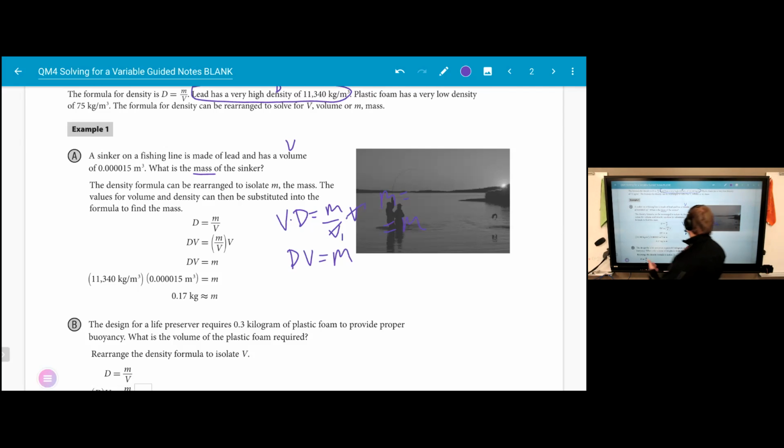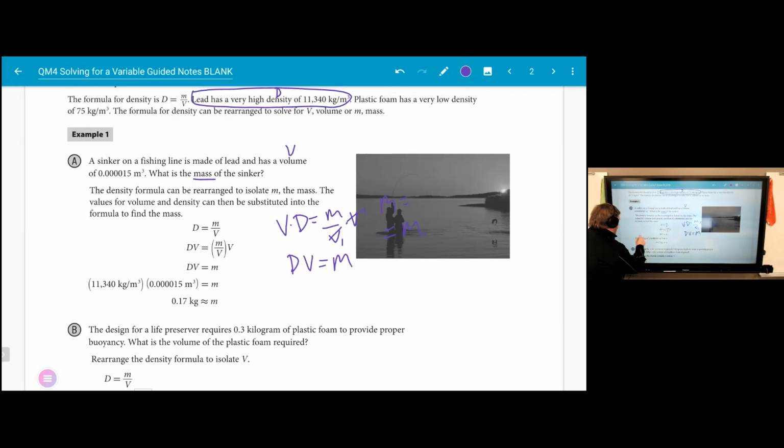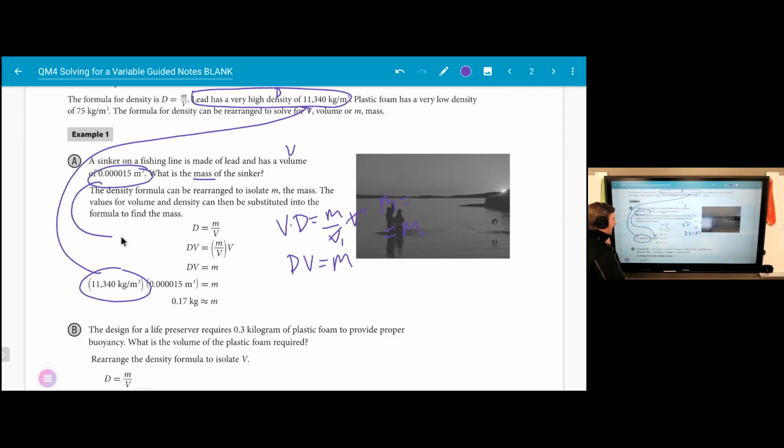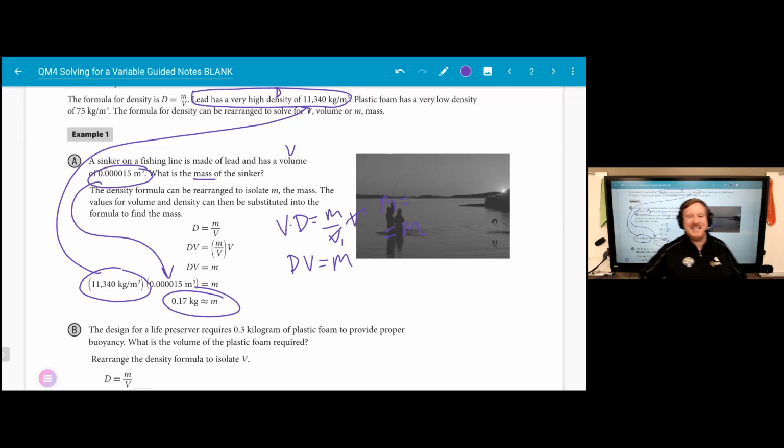And here's the beauty of this. We know the density of lead from right up here. That's where this came from. We know the volume because we were given the volume right here. And now we can find the mass, 1,700 kilograms. Ooh, I like these. I like these a lot.